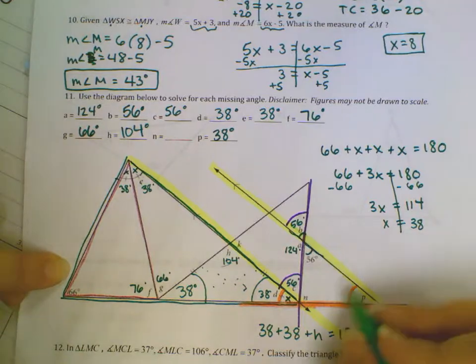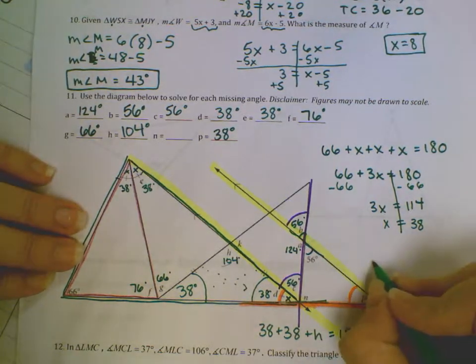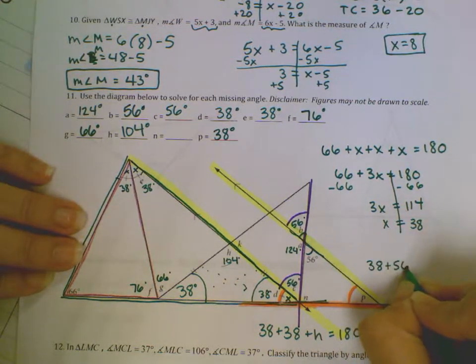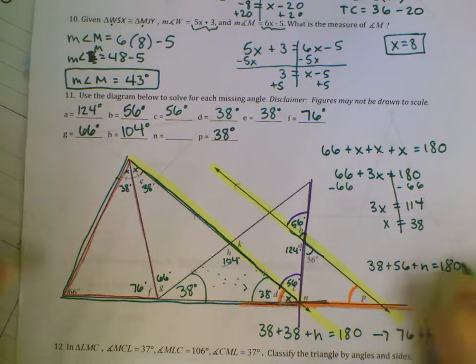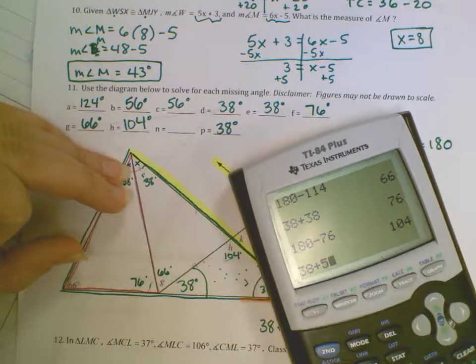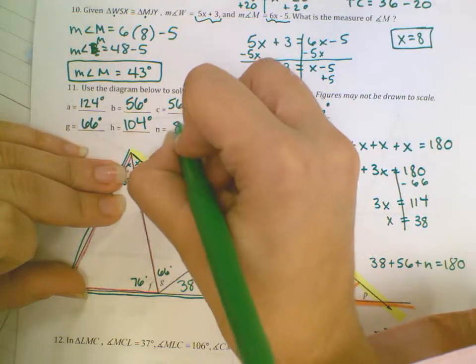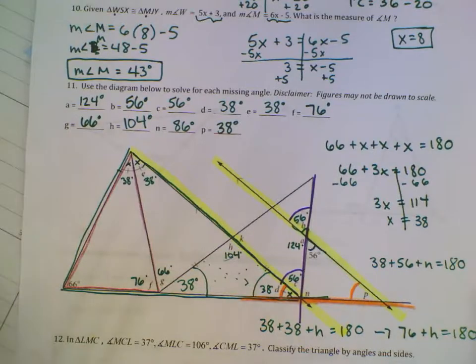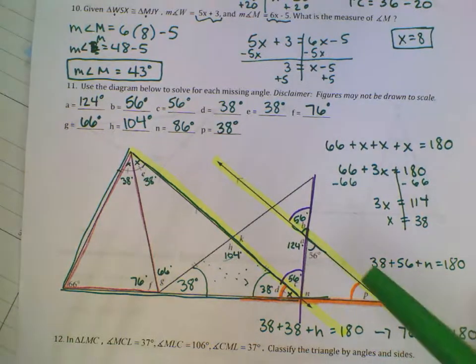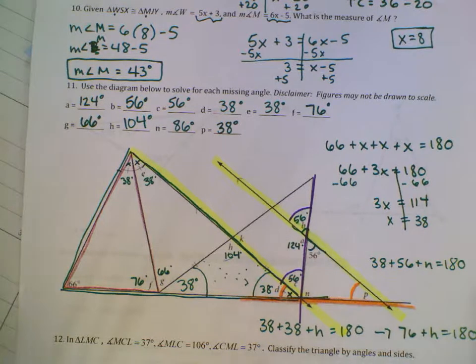And N is the last one we're looking for, where we've got 38, 56, and N that create this linear pair, this straight line. So we can do 38 plus 56 plus N equals 180. Then we do 38 plus 56 and subtract that from 180 to find the missing angle is 86 degrees. So it's best to just work on this piece by piece, starting with your vertical angles if you see any, and then linear pairs, and then moving on to triangles where you see them.